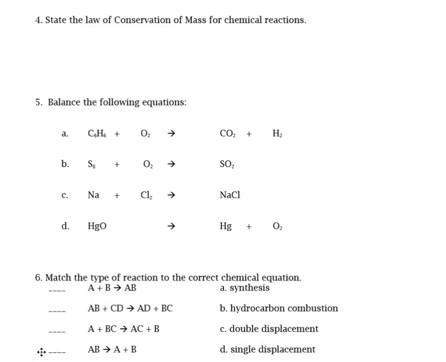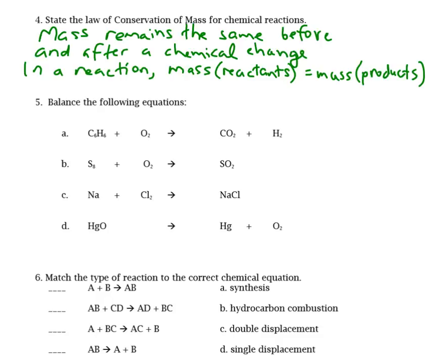All right, number 4, law of conservation of mass. Generally, we hold that mass remains the same before and after a chemical change, and specifically in a chemical reaction, mass of the reactants or reactant is equal to the mass of the product or products.